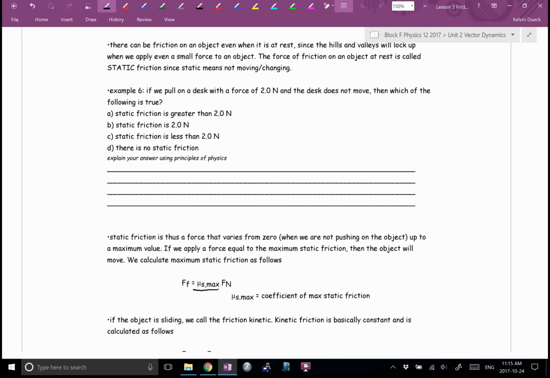Mr. Dewick? Yes, Alec. Can we vote again? Sure we can, since we've got 4 choices. So imagine I pull on a desk with 2 newtons of force. The desk does not move. What can we say? Who says static friction is bigger than 2 newtons because it's not moving? 1, 2, 3. Might be right. Who says static friction is exactly 2 newtons? Who says static friction is less than 2 newtons? Who says there's no static friction?